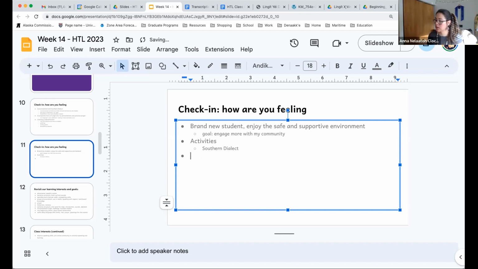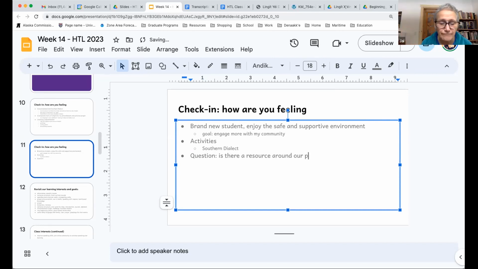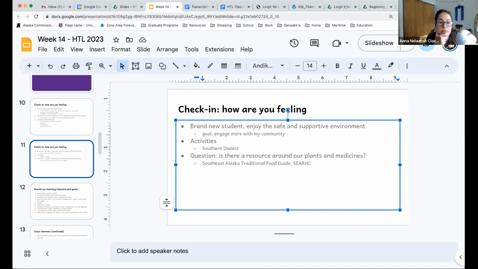That's a good question. Let me think about that while I type this. You know, one resource, it's not a huge resource, but it's this Southeast Alaska Traditional Food Guide. Have you ever seen that? It's put out by Search, and it's kind of a calendar, has different plants by months, and it's pretty sweet publication. Okay, geez. I'll have to check that out.